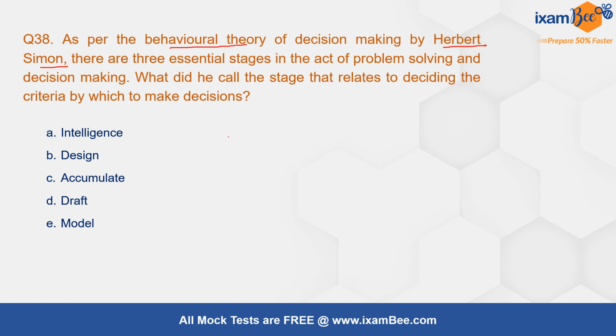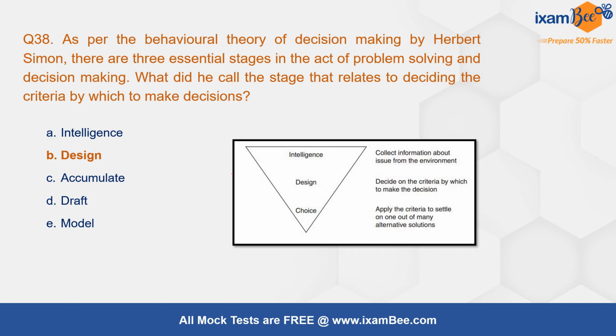So in the process of decision making, identifying and stating the criteria is an important step. What did he call this stage in his theory? The correct answer is design. So he gave 3 stages: intelligence, which relates to collecting the various information that you are going to use in decision making. The next stage is design, where you are deciding the criteria by which you are going to make decisions, by analyzing the alternatives against it and analyzing the information you have collected. And then finally you make the choice. That is choosing the alternative, that is basically taking the decision.